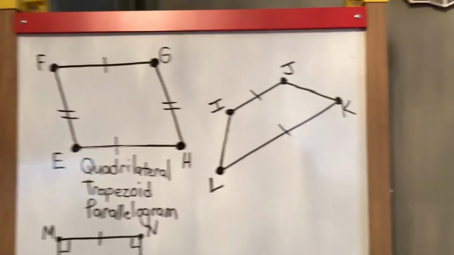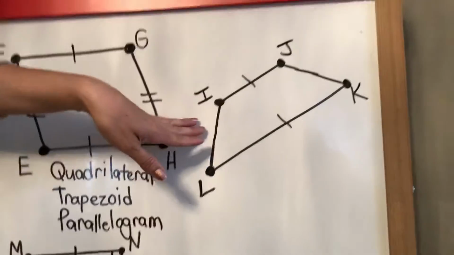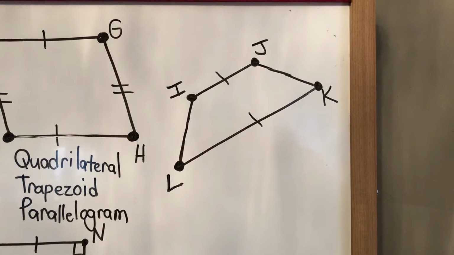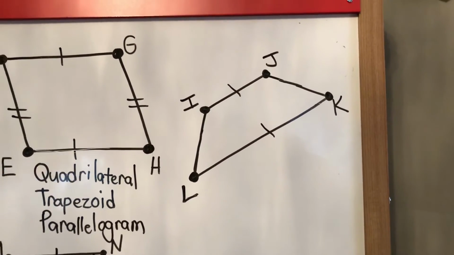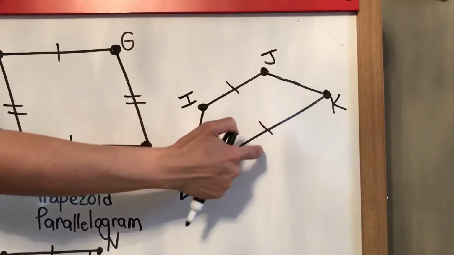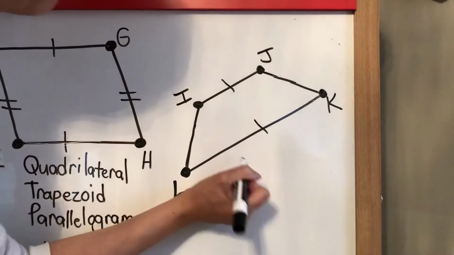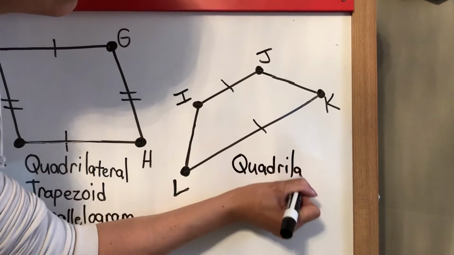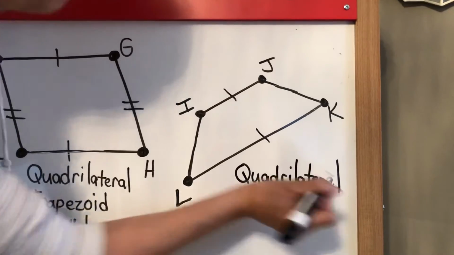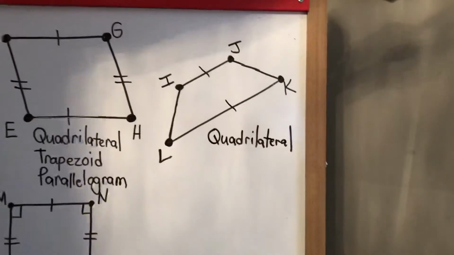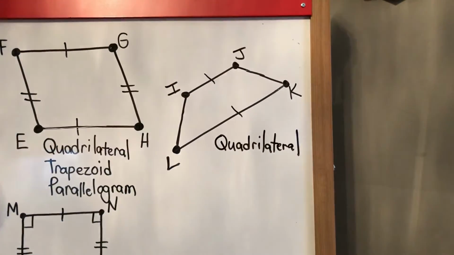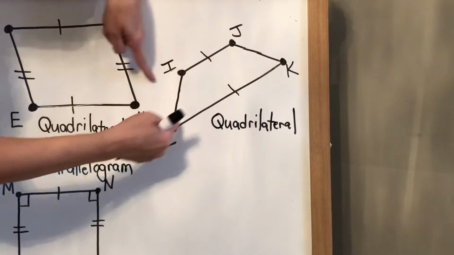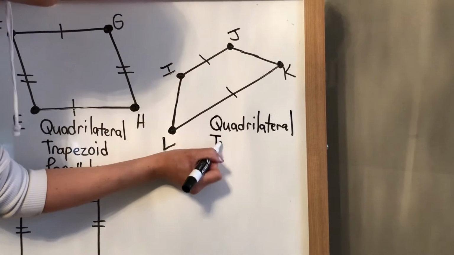Now let's look at the next shape. And this is shape IJKL. Now let's start at the beginning again. How many sides does it have? 1, 2, 3, 4. That makes it a quadrilateral. Okay, and let's go. Trapezoids first. At least 1 pair of parallel sides. Yes, these are going to intersect, but these are going to be running parallel. So it is a trapezoid.